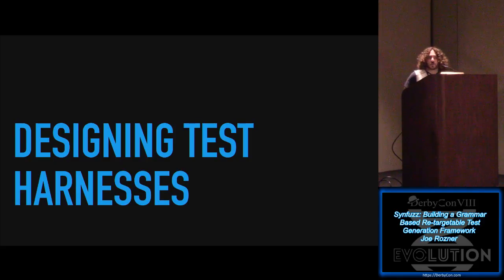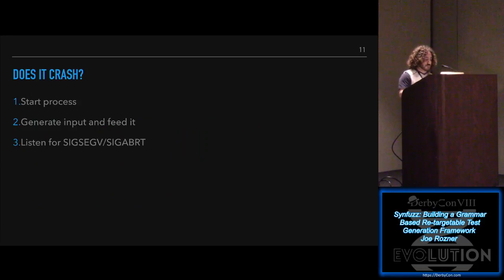So we've seen how we can use this now. Let's talk about designing test harnesses, because that's really where we're probably going to spend a lot of the time using a tool like this. At the most basic level, this is what we typically see most fuzzers doing: did it crash? Did it do something that is considered bad?